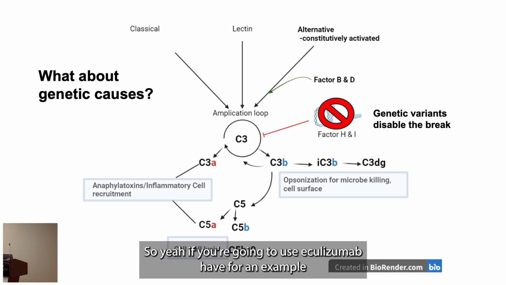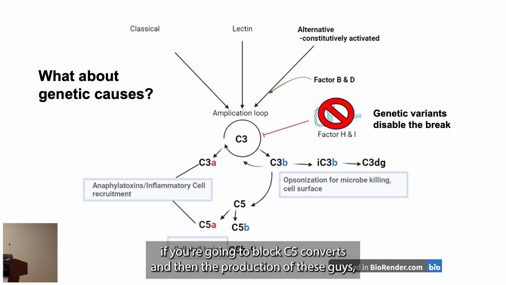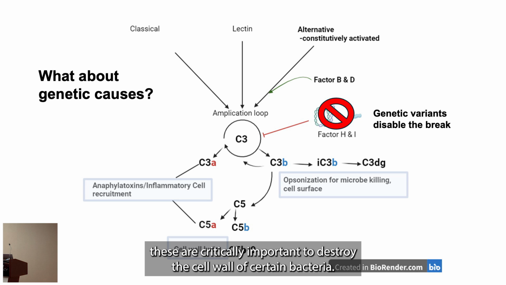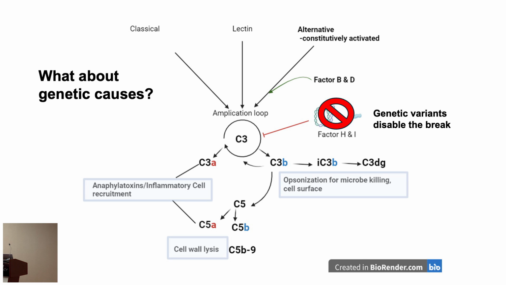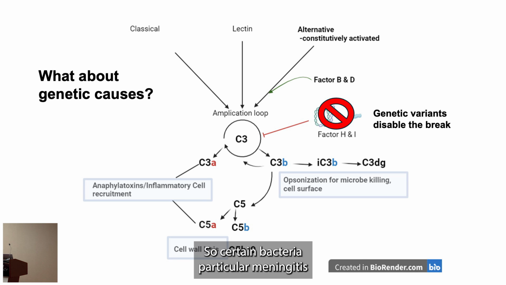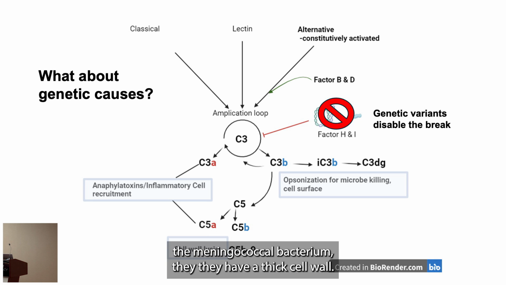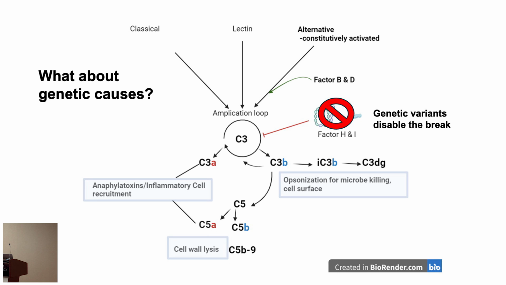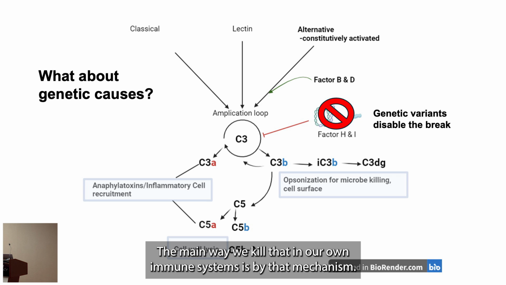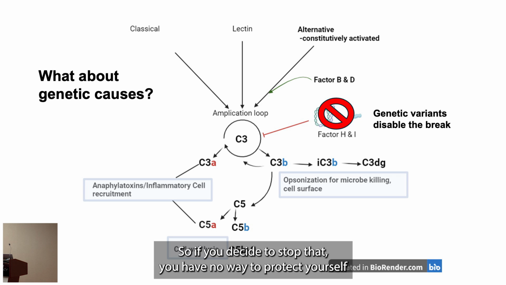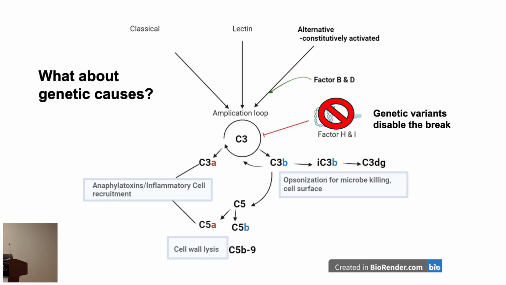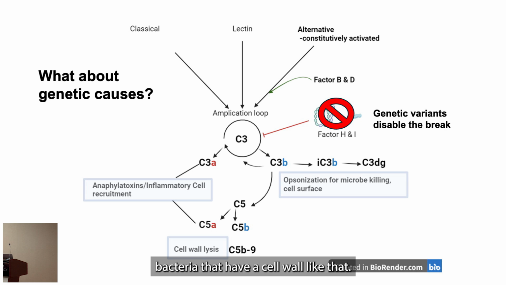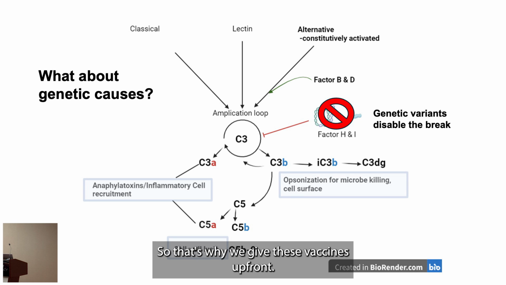Yeah. So we'll use eculizumab for an example. If you're going to block C5 convertase and then the production of these guys, these are critically important to destroy the cell wall of certain bacteria. Certain bacteria, in particular meningitis, the meningococcal bacterium, have a thick cell wall. The main way we kill that in our own immune systems is by that mechanism. So if you decide to stop that, you have no way to protect yourself from meningitis and other bacteria that have a cell wall like that. So that's why we give these vaccines up front.